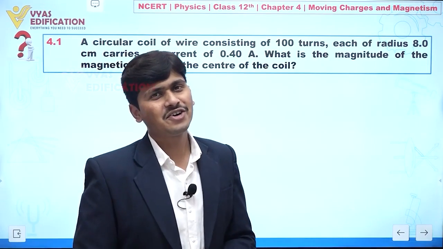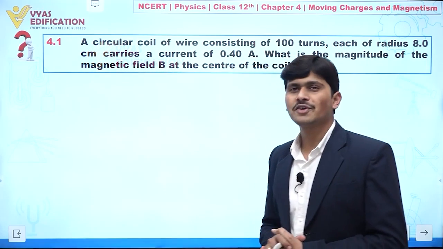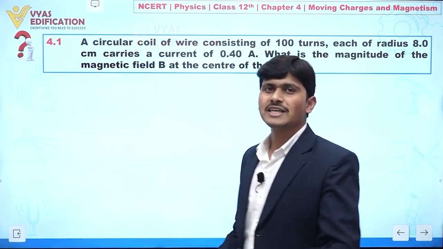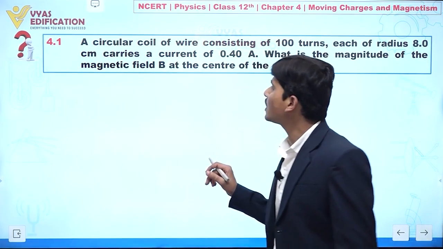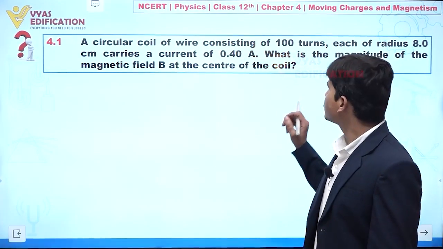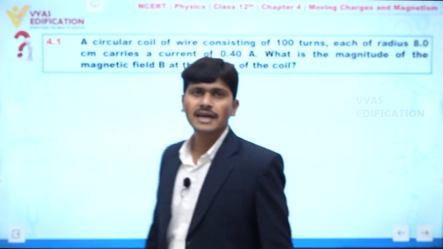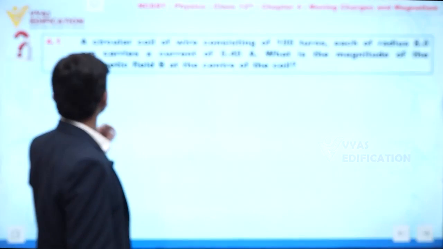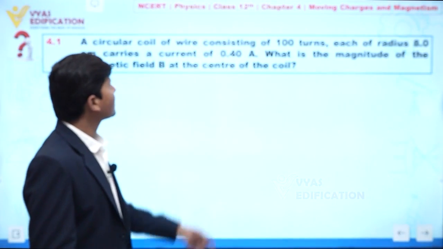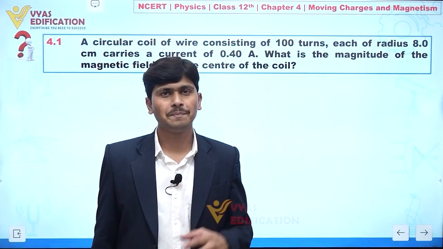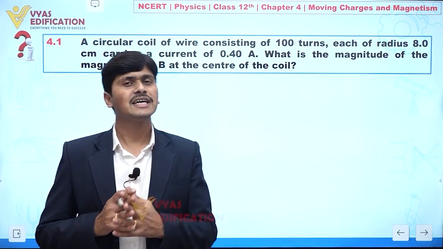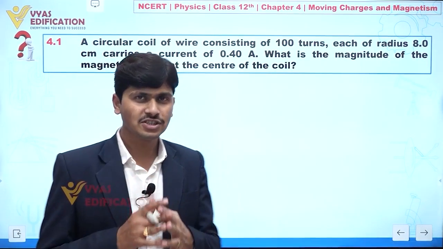Now dear student, we are going to discuss question number 4.1, and in this question it is given to you: a circular coil of wire consisting of 100 turns and having radius 8 cm carries a current of 0.40 ampere. First let us try to understand what is the given situation.